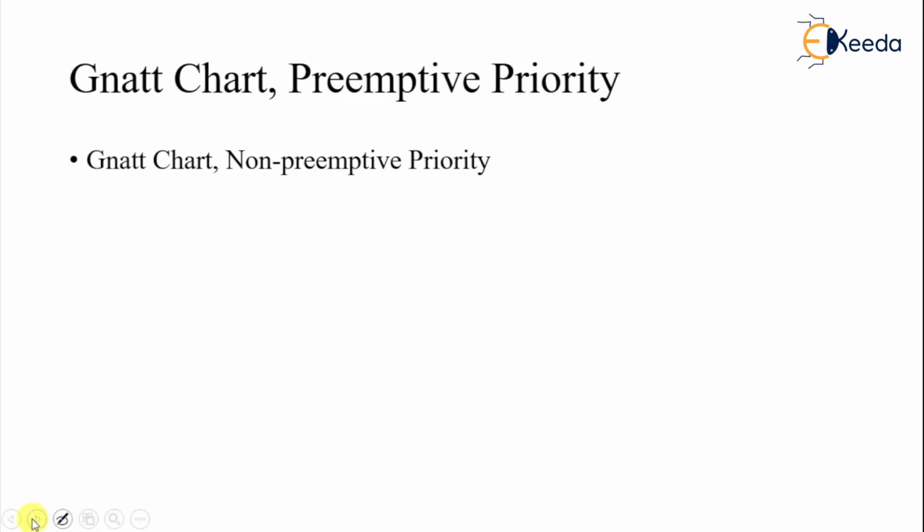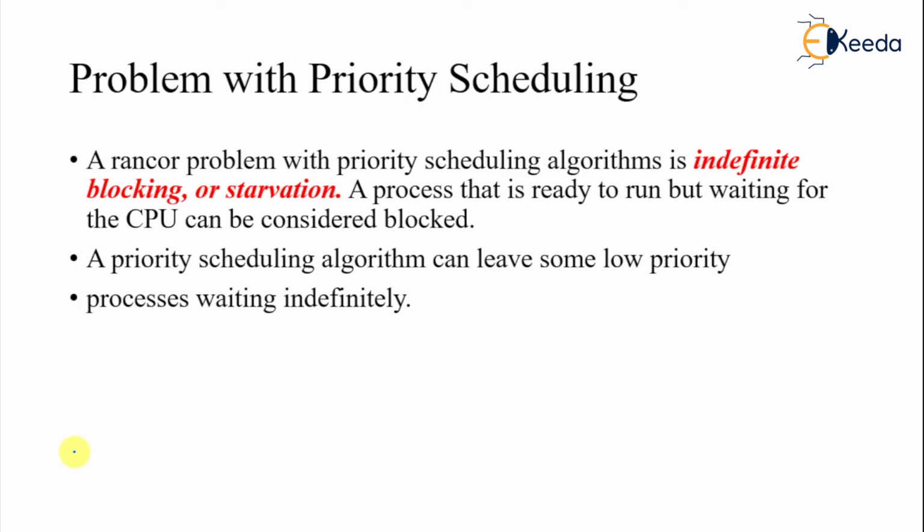So this is the Gantt chart for preemptive and non-preemptive priority. Both we have already seen. I already mentioned that there are some issues with priority scheduling, and the major problem with priority scheduling is indefinite blocking or starvation. Okay, so there is starvation.